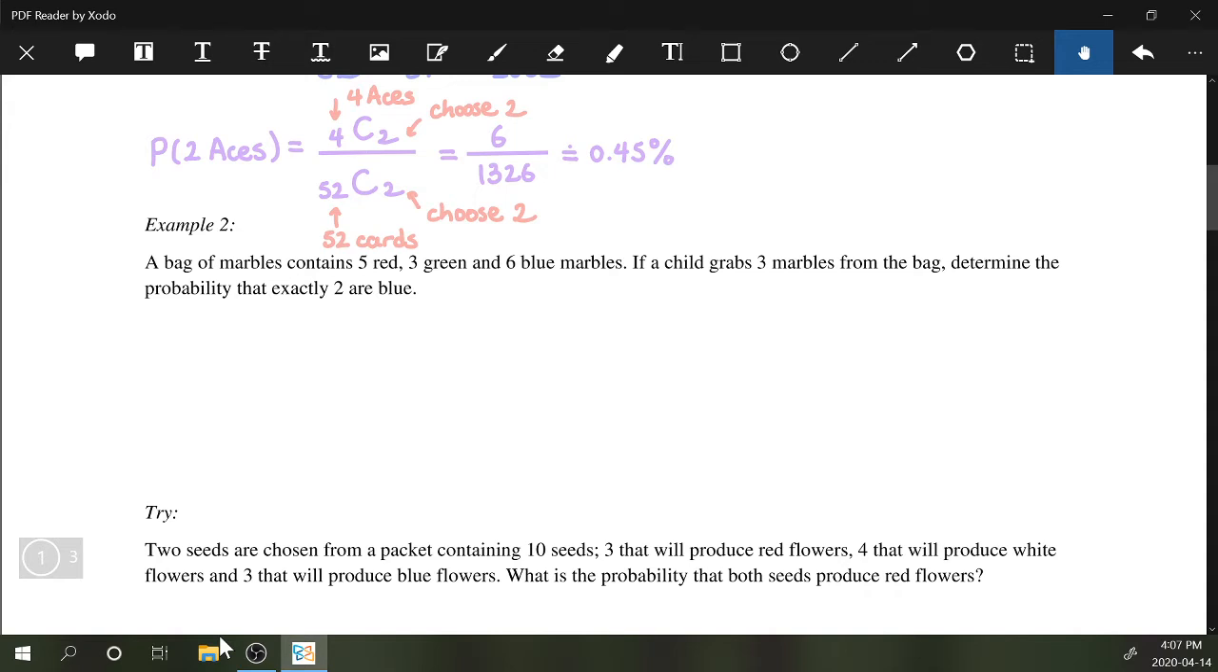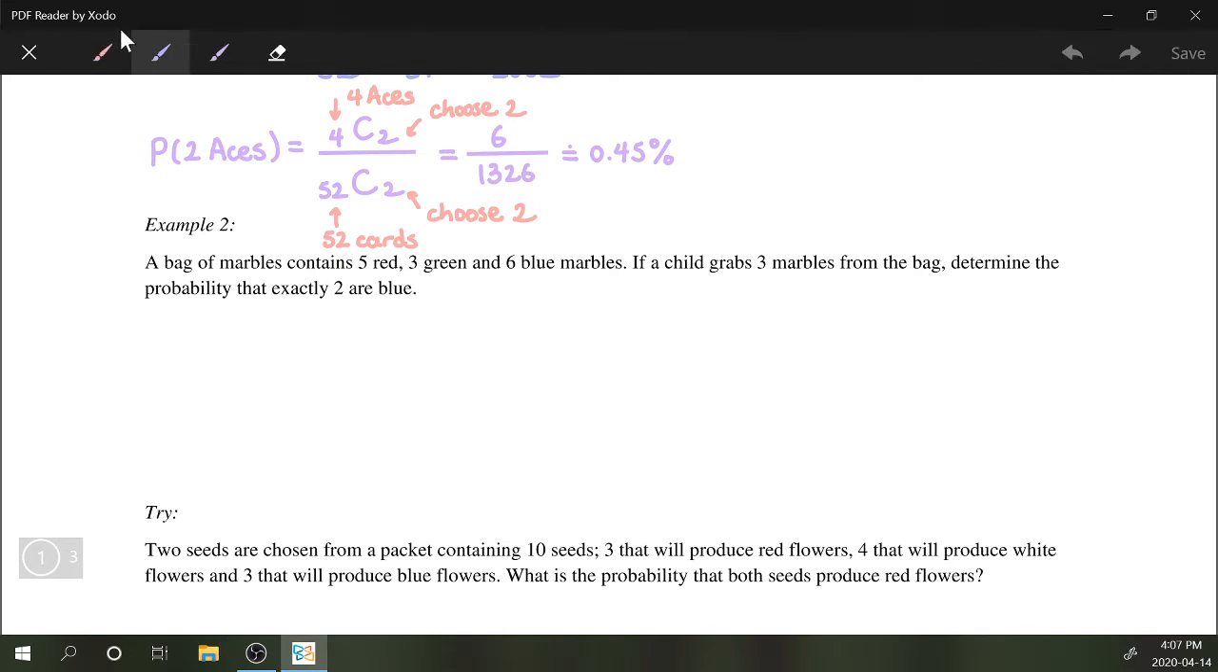Okay, next question. So a bag of marbles contains 5 red, 3 green, and 6 blue marbles. A child is going to grab 3 of them. We want exactly 2 blue. So we don't want 3 blue, we want 2 blue. A very important distinction there. So let's look at how we can do this question. Use blue for the blue question. 2 blue.